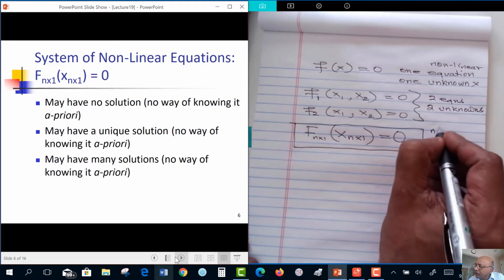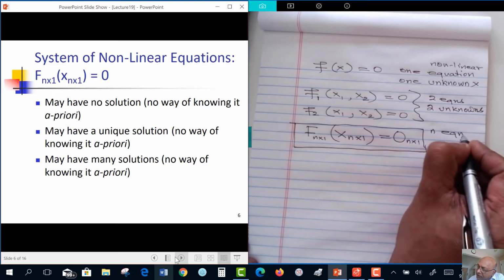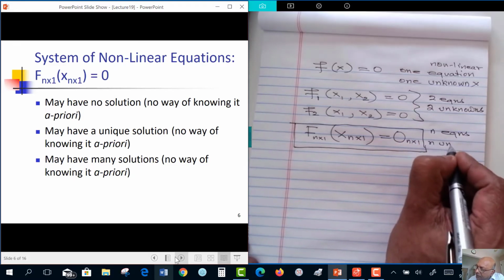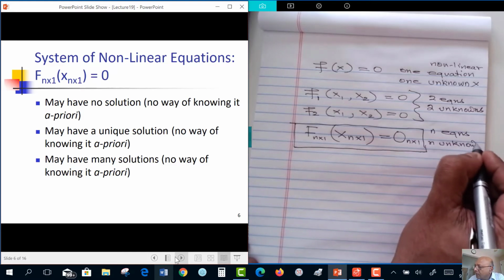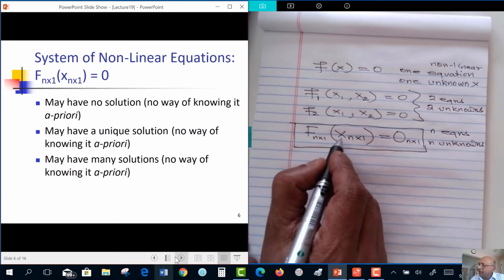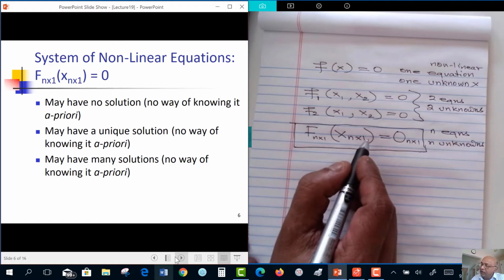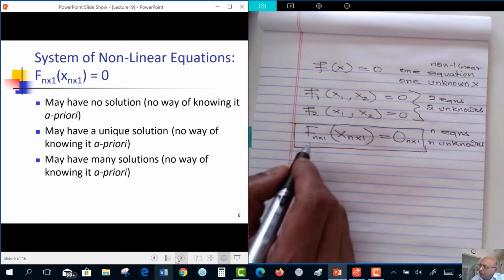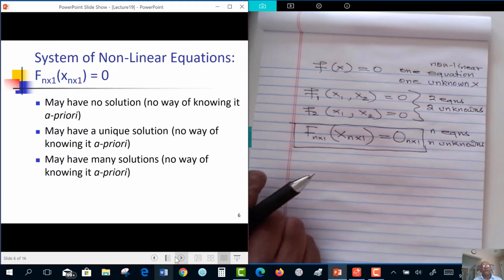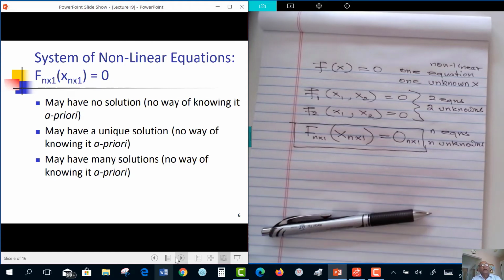In compact notation, I can write n equations in n unknowns, because the x's could be x1, x2, x3, x4. Functions could be f1, f2, f3, f4. Okay. So first of all, big picture.